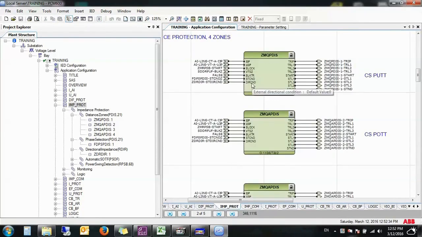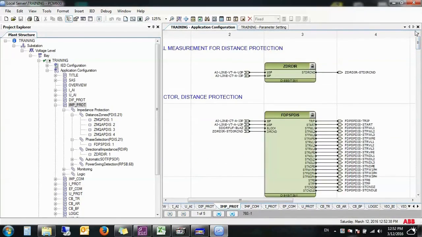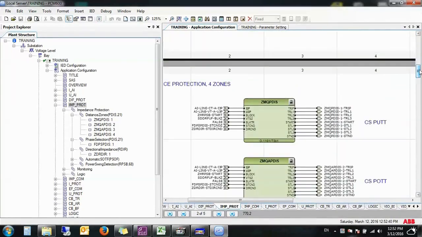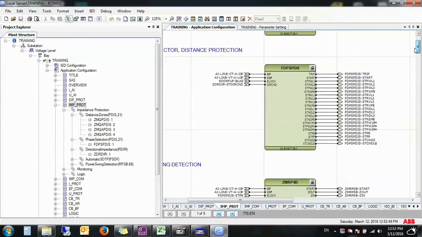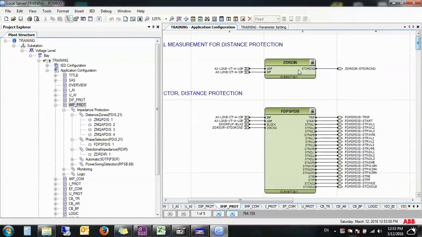You have the direction condition, which you take from the function at the very top that we mentioned, the directional impedance function. Then you have something called the start condition. The start condition comes from something called the phase selection. What is this phase selection? It's a block where you take the phase voltage and current, which also gets blocked as a result of the fuse fail, and its directionality is also used from the same directional impedance block. It outputs trip and start and a few other things.